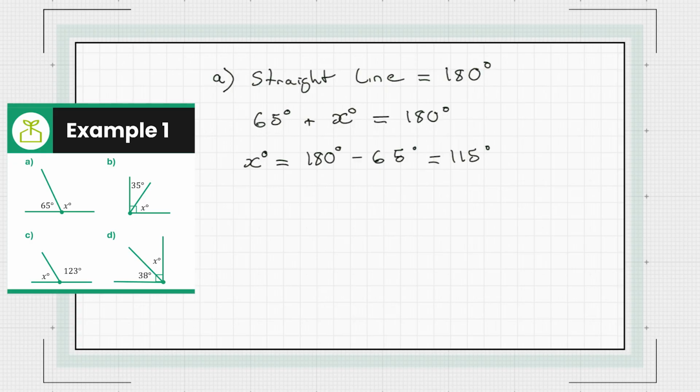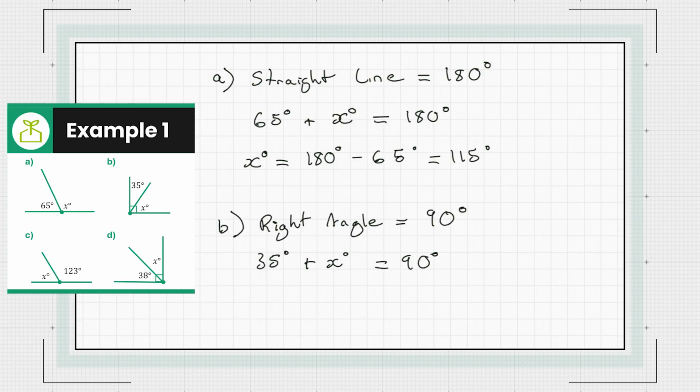Let's look at B. So for B, we have, instead of a straight line, we have a right angle, and a right angle is equal to 90 degrees. Now, because it's equal to 90 degrees, our 35 degrees plus whatever we have for our pronumeral x has to also equal 90 degrees. This means that x is going to be equal to 90 degrees minus that 35 degrees. So x is in fact equal to 55 degrees.